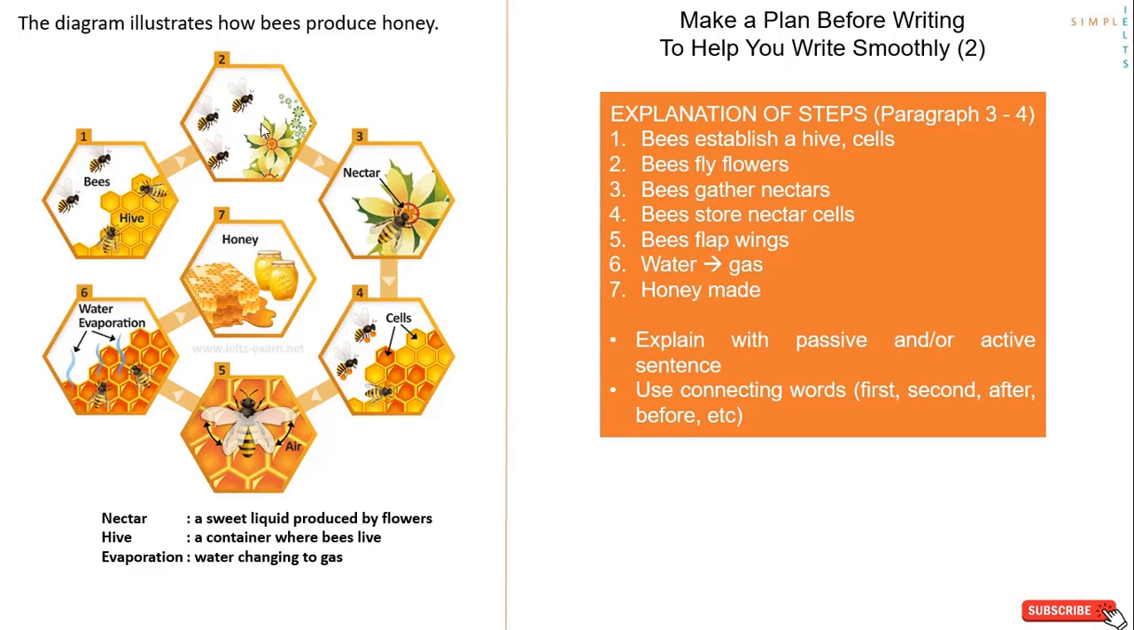5, bees flap wings. 6, water transforms into gas. And number 7, honey is made, or honey made. So again, explain with passive and or active sentences. Also use connecting words such as first, second, after, before, etc.